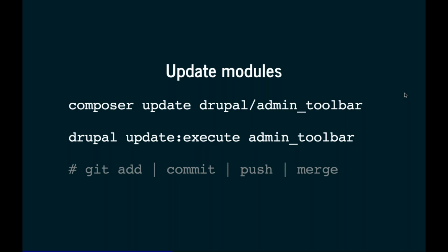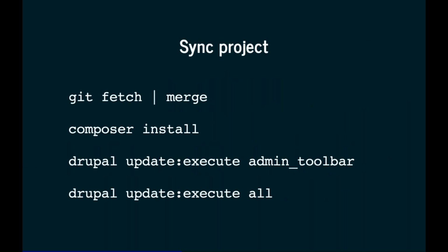And again, since this is changing the repo, what is it changing? It is changing the composer.json and composer.lock files, because the version of my module was updated, right? So I need to commit it into my repo again: git add, commit, push, and someone else will merge. You never merge your own pull request, right? Someone else merges for you. And again, the rest of the team gets this the same way: composer install and then run drupal update:execute for the module, or execute all if you want to update any other module. Maybe you don't know which module was updated, so you can just run update:execute all.